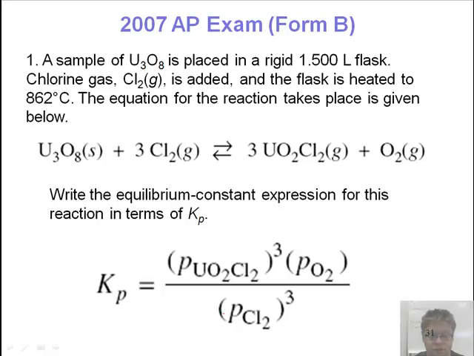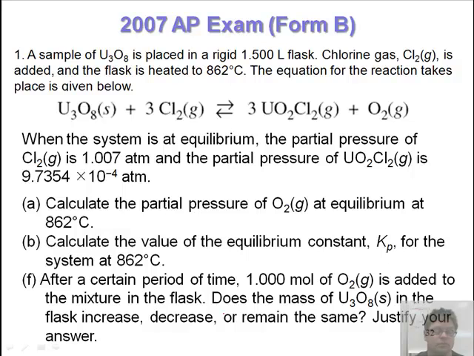So the pressures are all given in the equilibrium constant. Now, the next question would be, calculate the partial pressure of O2 at equilibrium at 862. So here it gives us the data about the partial pressures of the chlorine gas and uranium oxide dichloride gas here. So calculate the value of Kp for the system.